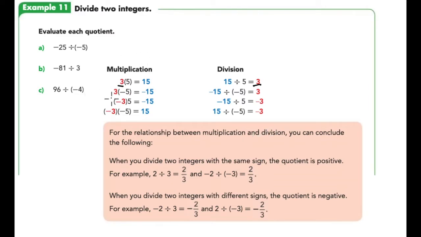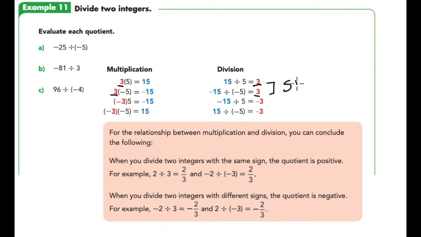The next multiplication fact, you'll notice, starts with a positive 3, and we multiplied it by a negative 5, and we know that a positive times a negative gives us a negative 15. If we reverse this fact here, it would be a negative 15 divided by a negative 5, and we ended with a positive 3. So for the first two division facts, we had a positive divided by a positive gave us a positive, and a negative divided by a negative gave us a positive.